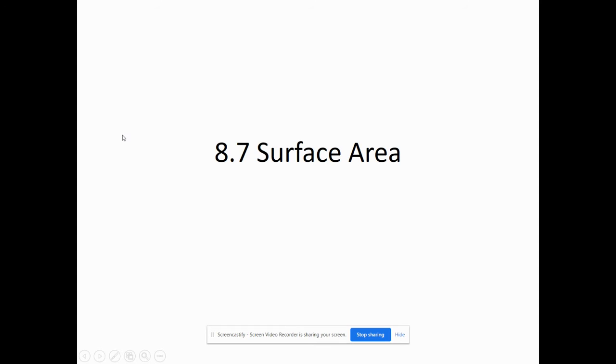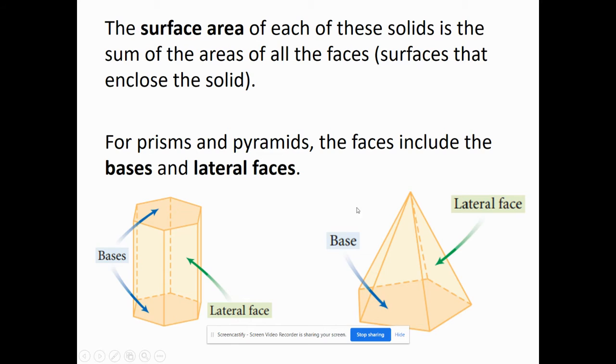So in this video I'm going to go through surface area. Surface area is the sum of the areas of all the faces. These are also called lateral faces. Like if we had this hexagonal prism, with a hexagonal base, 1, 2, 3, 4, 5, 6, we would need to find the area of the top and the bottom, plus the area of these rectangles, which are called the lateral faces.